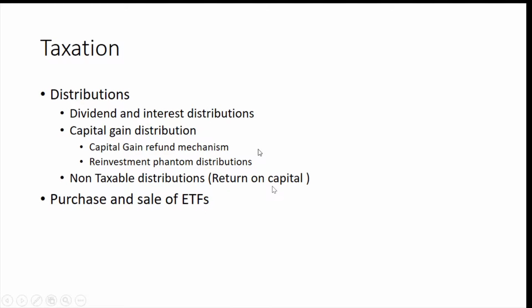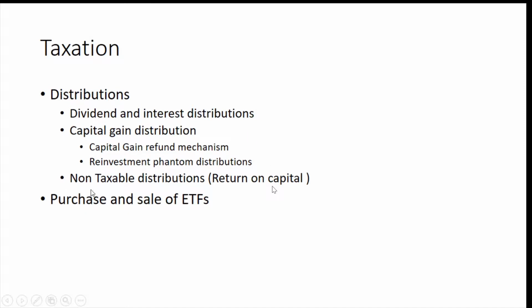Capital gain refund mechanism means when you have already paid some tax. It generally happens when reinvestment is there. When reinvestment is there, you have already paid some tax on the distributions you have received. Because of that, your cost basis is adjusted to reflect that. So if you have got $100 of distribution which is again reinvested, then that $100 increases the adjusted cost basis. This is covered in both: capital gain refund mechanism and reinvestment phantom distributions.